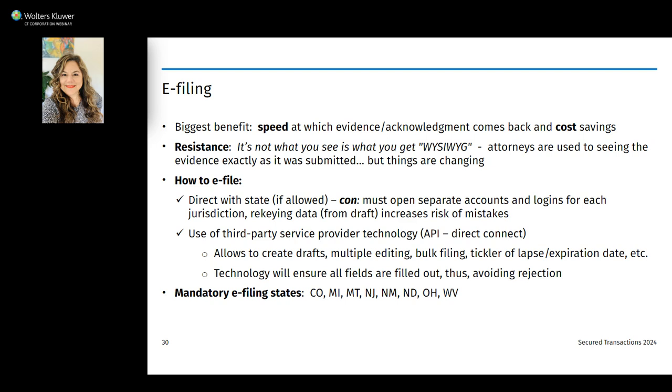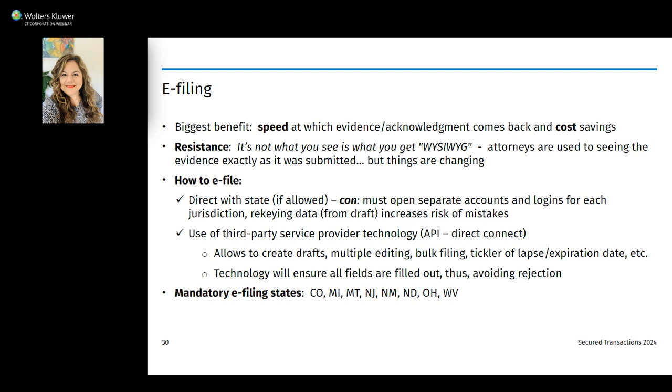And there are a couple ways that you can e-file. You can either go directly to the state if it's allowed. I don't think Delaware allows that, but the issue with this is it's kind of clunky in terms of opening separate accounts, having credit cards, logins, and then you've got to pay the credit card bill and so forth. Some of the jurisdictions, you're rekeying data from a draft that you already circulated to the different parties and so forth, so it could create risk.